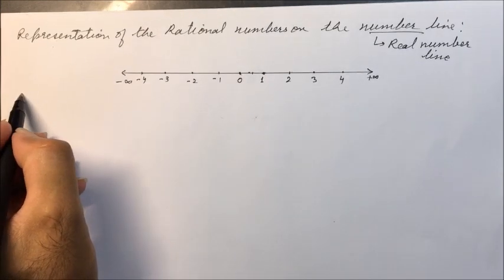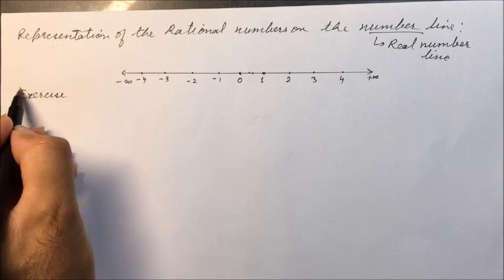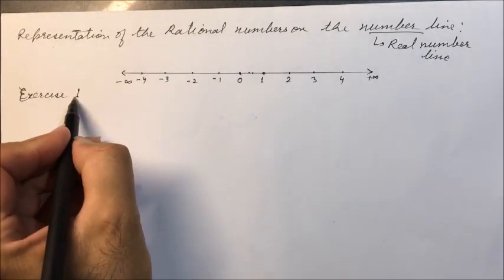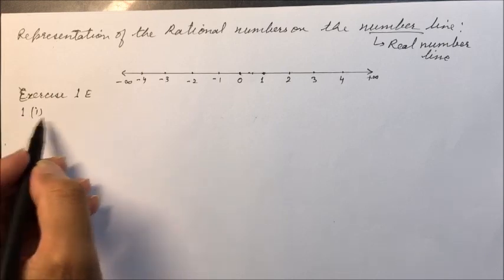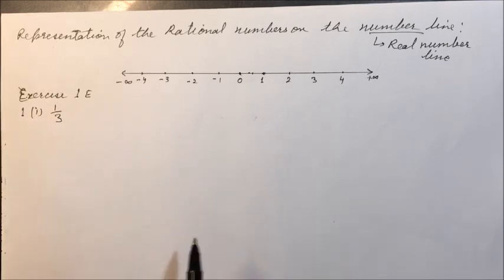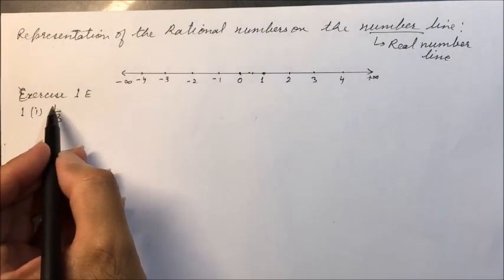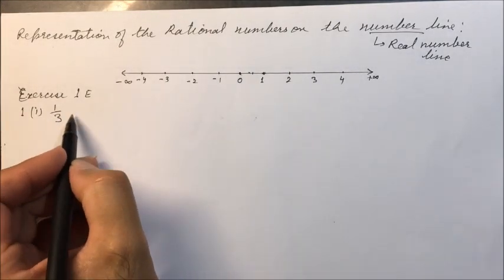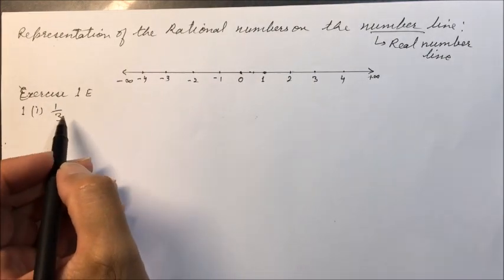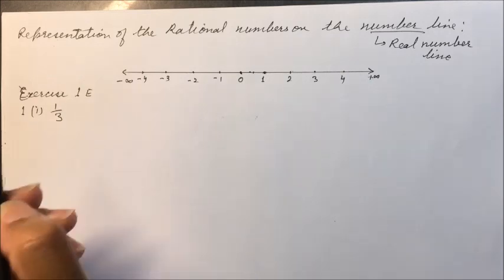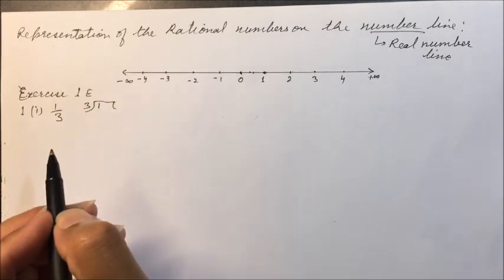So I am starting with exercise, first E. I am taking the first one. How to represent 1 by 3 on the number line? For example, if you are not able to figure out where it would lie, what we'll do first is try to convert it into decimal. So we'll do 1 divided by 3.